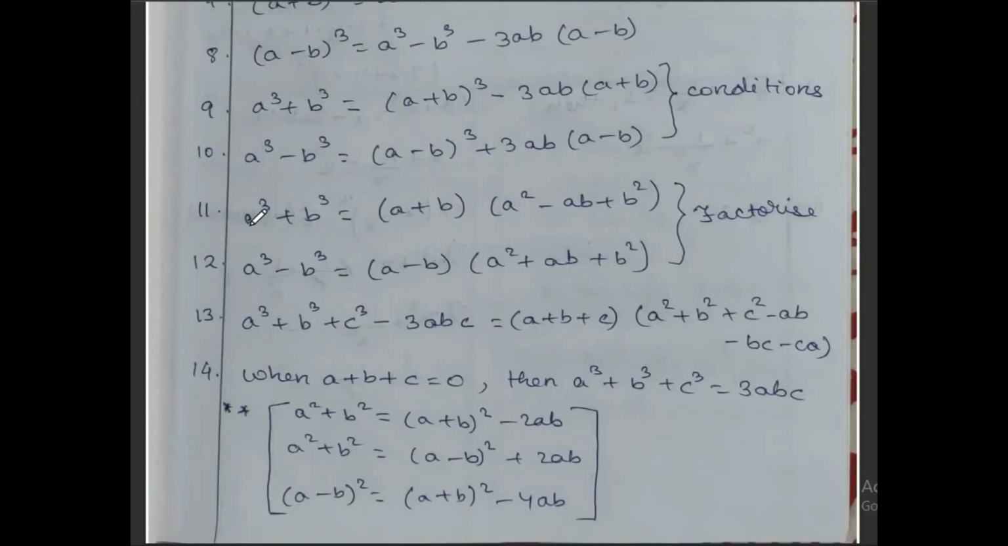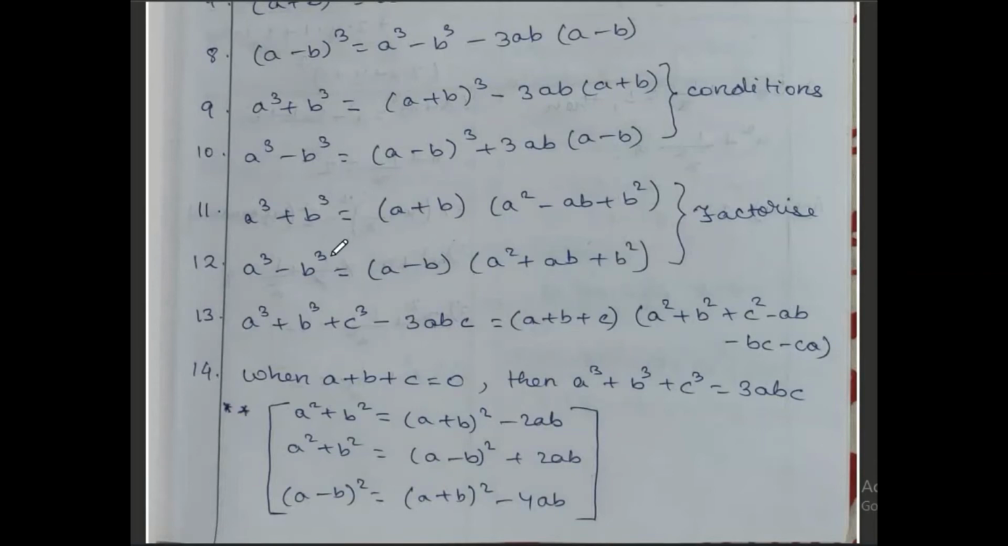Again, we have another formula for a cube plus b cube. For factorization we will be using this. Mind it, the earlier one is on condition and this one is for factorization. So the a cube plus b cube formula is a plus b into, that is the first factor, and the second factor will be a square minus ab plus b square. Even a cube minus b cube, a minus b into a square plus ab plus b square.